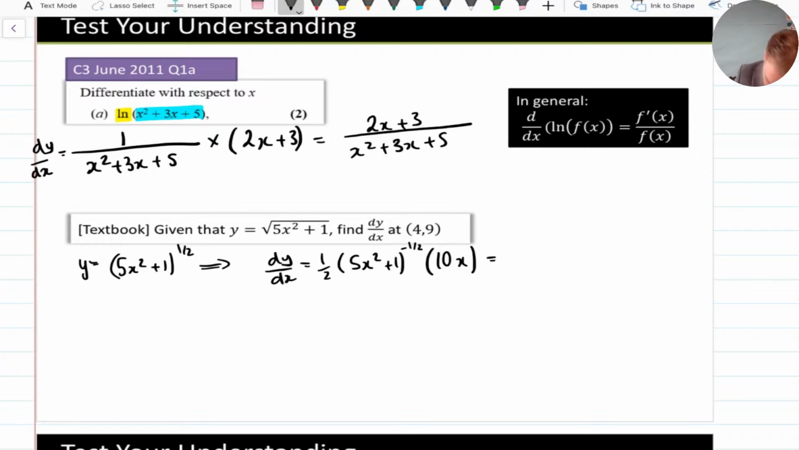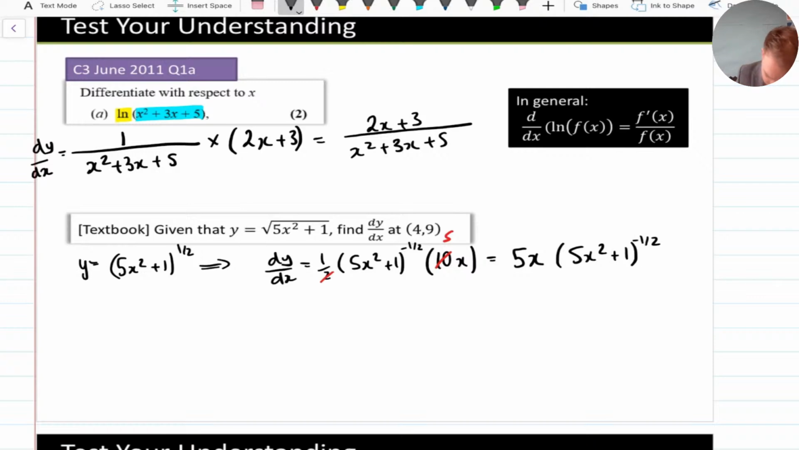So this is equal to, that 10x is going to cancel there, but only because it's not got a power on it, so that will cancel there to become 5. So I end up with 5x times by 5x squared plus 1 all to the power of minus a half.